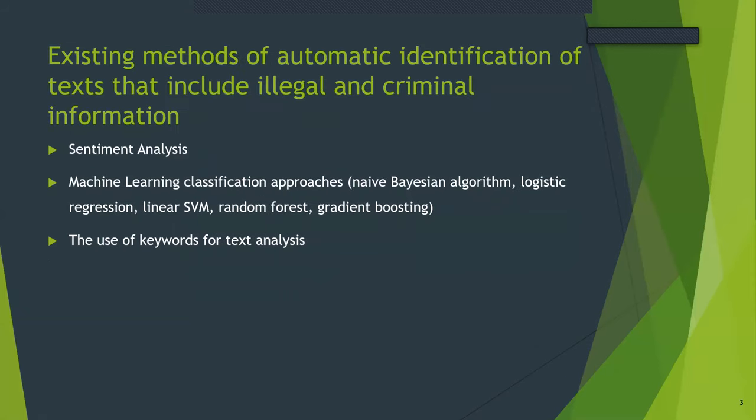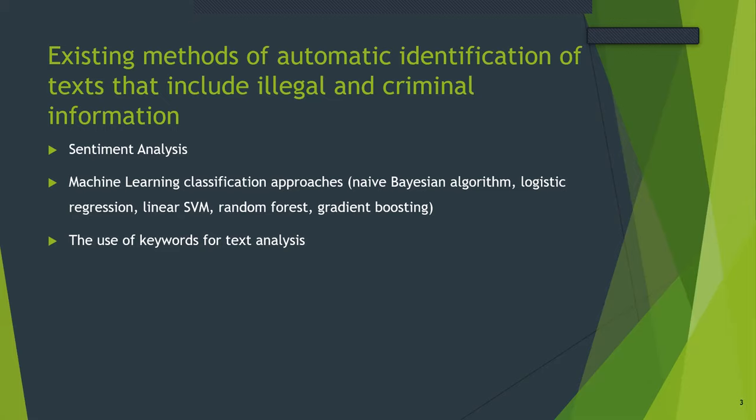So the problem of automatic identification of text on the internet can be divided into two main areas: the psycholinguistic approach, which is based on sentiment analysis, and an approach based on keywords or ontologies. Often researchers applied sentiment analysis methods to compare the level of anger, hatred, and racism. At the same time, the use of sentiment analysis approaches is not reliable and accurate for now.